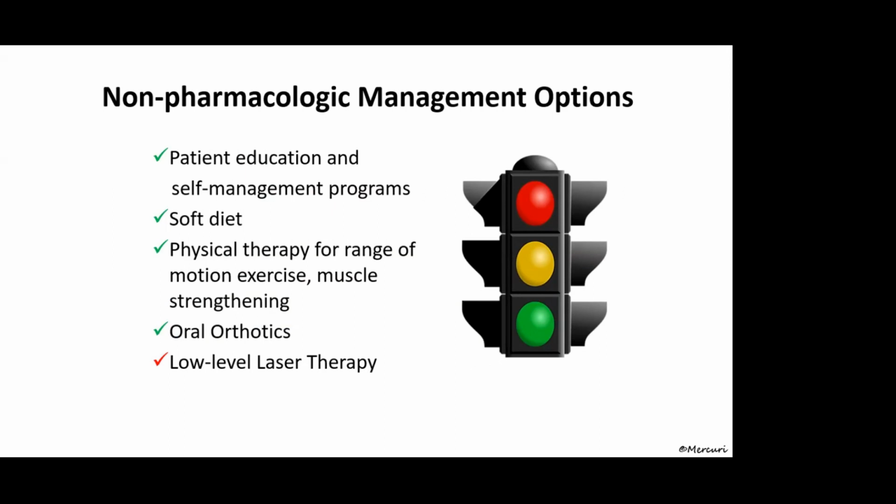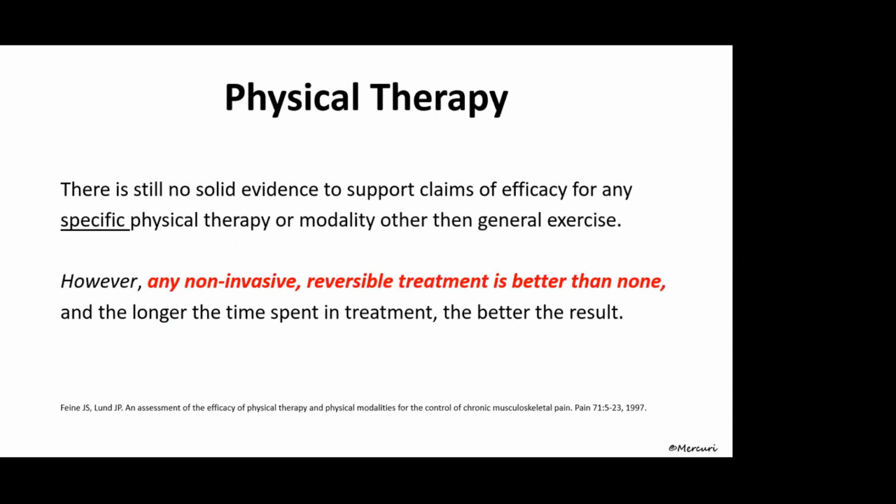Soft diet, certainly, if you have a sprained knee or osteoarthritis in your knee or your ankle, you don't run the marathon. So if you have osteoarthritis of your temporomandibular joint, you don't chew gum and you don't eat hard objects. Physical therapy helps to develop a good range of motion and strengthens the muscles. And the oral orthotic we'll discuss its management, why it works. And low-level laser therapy has been a hot item in some places, definitely doesn't work. There's no literature that supports that.